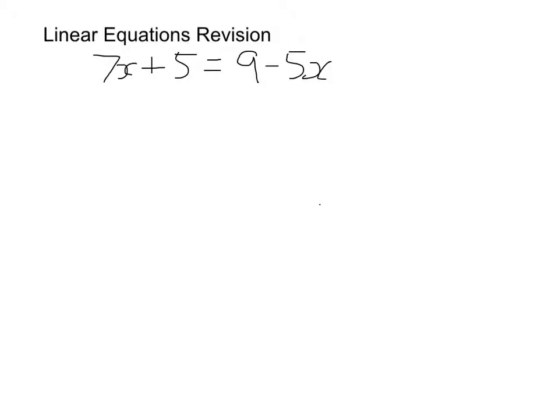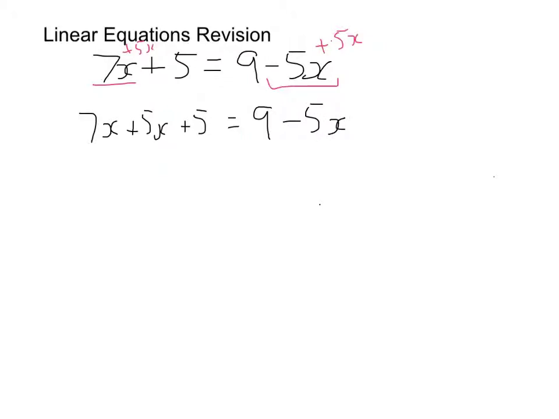Now, as I say with these, if you've got x on both sides of the equation, you look for the smallest or most negative of the terms. We've got 7x on the left-hand side, and take away 5x on the right-hand side, treated as negative 5x, which will be the most negative. So we want to add 5x to both sides. So here we have 7x plus 5x plus 5 will equal 9 minus 5x plus 5x, so we've added 5x to both sides.